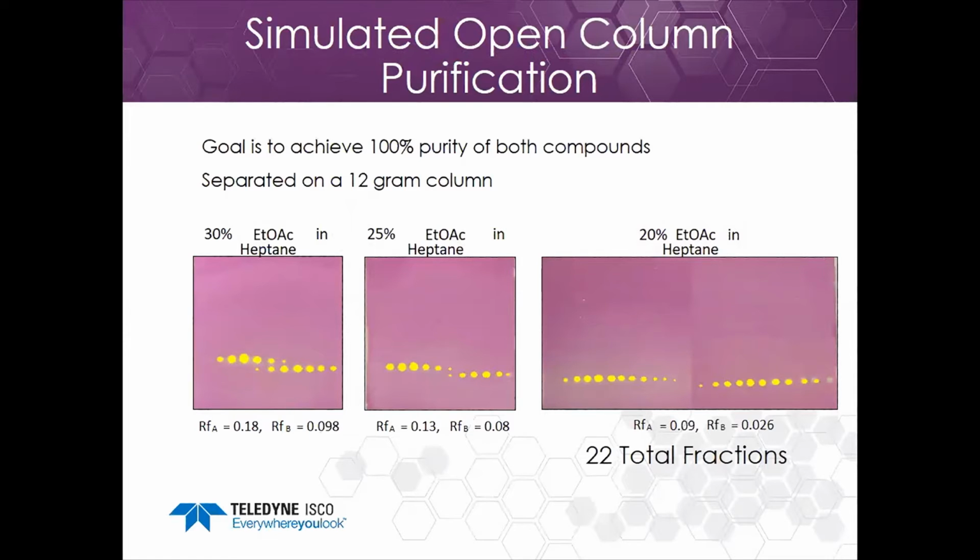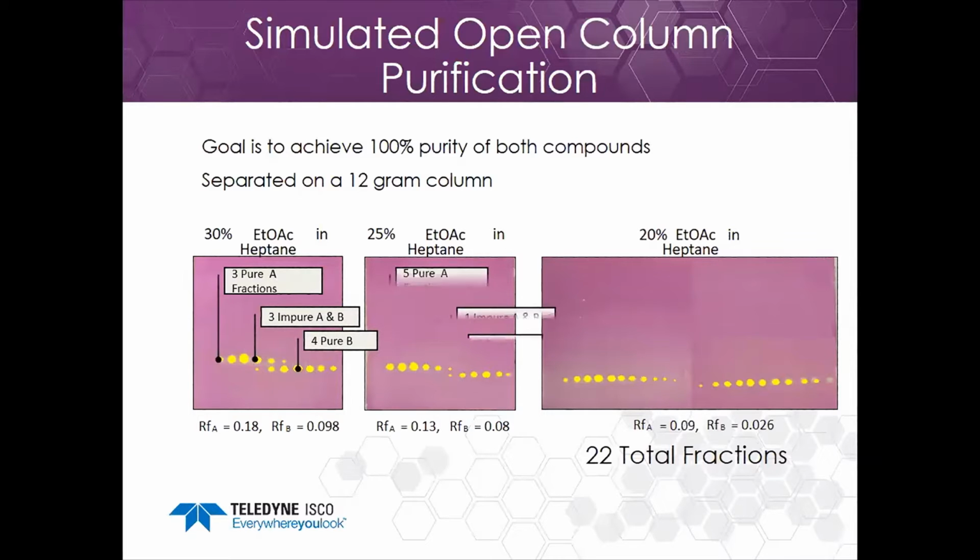So this example is a separation on a 12-gram column. When we choose the TLC where we actually see resolution between the two spots, at 30% ethyl acetate heptane, and simulate an open column, we don't get complete purity between the two compounds. There are 3 mixed fractions, 3 pure A fractions and 4 pure B fractions. And so those middle fractions would have to undergo purification again, or potentially are not usable.